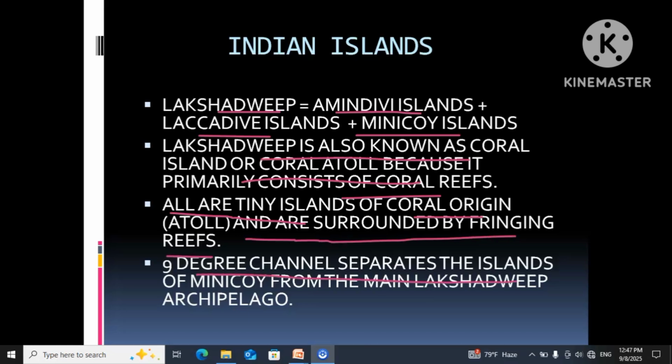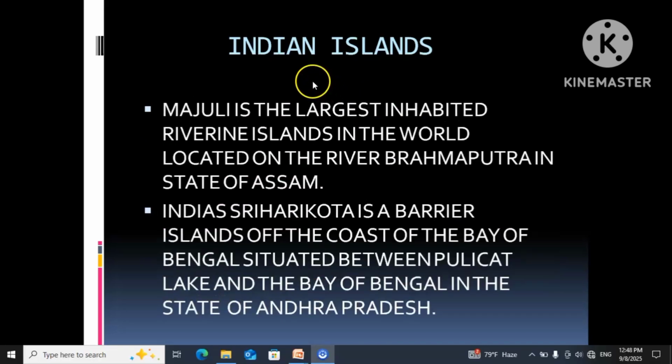The 9-degree channel separates the island of Minicoy from the main Lakshadweep archipelago. So which channel separates the island of Minicoy from the main Lakshadweep archipelago? That is the 9-degree channel. Now we will discuss further.